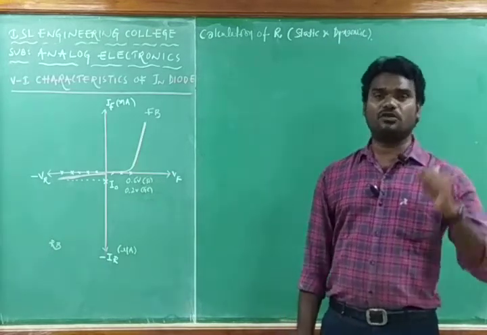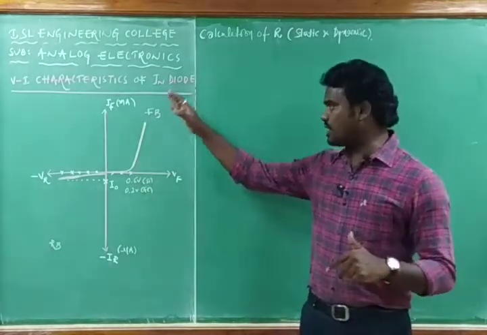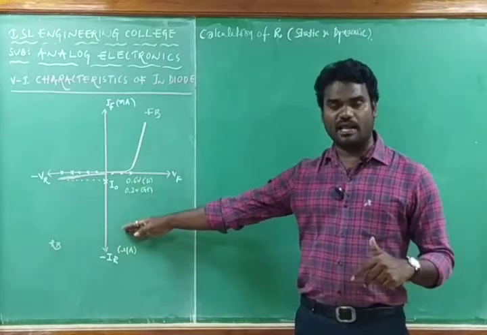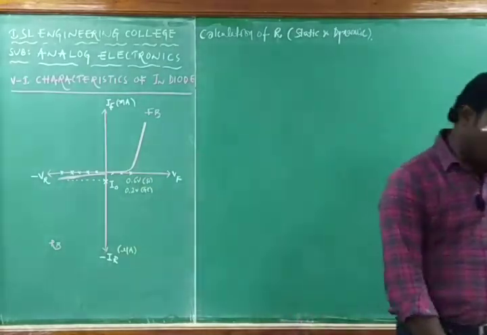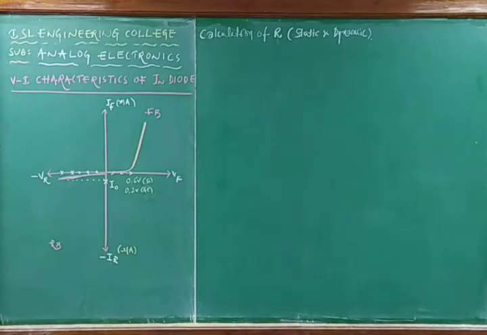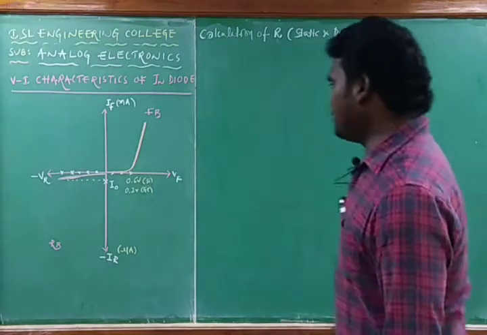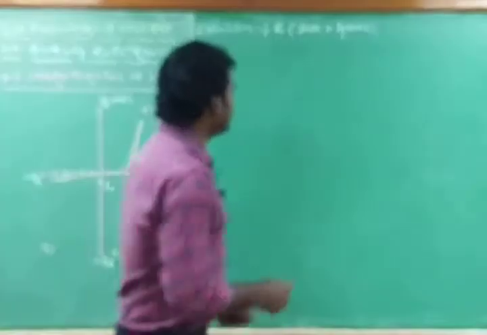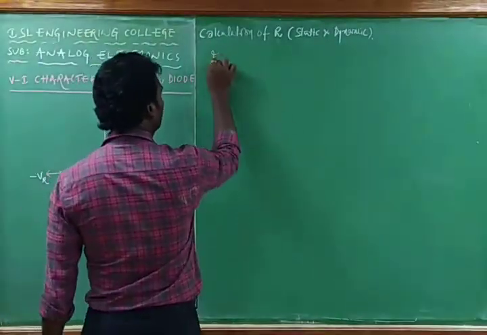First, you should explain the operation. Next, you should explain the graph, the plot. From that plot, you should calculate the static and dynamic resistance of the PN junction diode when it is connected in forward bias and reverse bias. Then I am going with the static resistance and the dynamic resistance in forward bias.